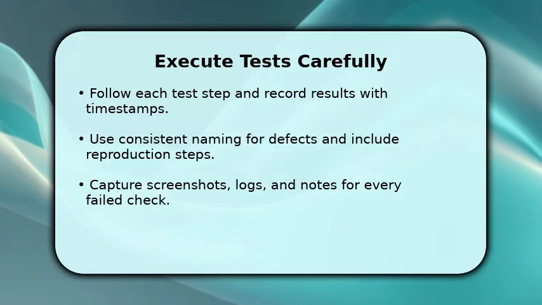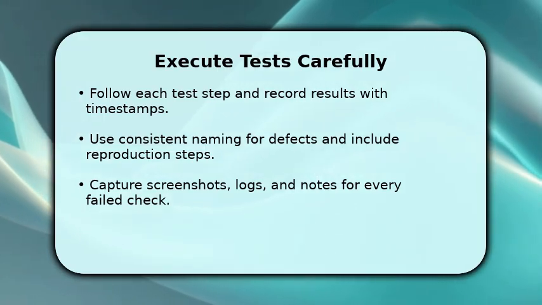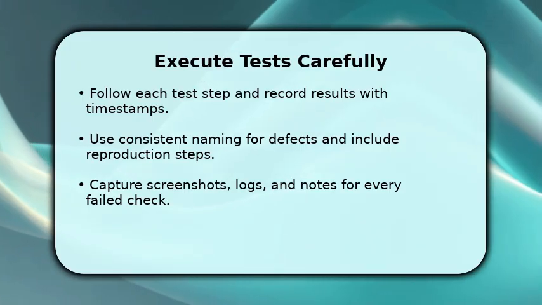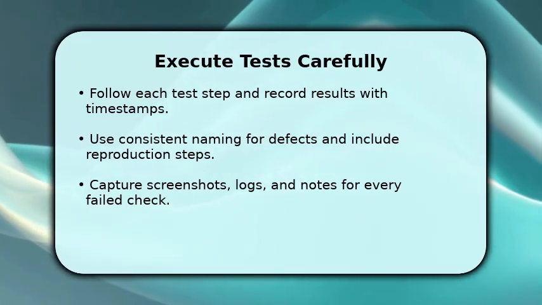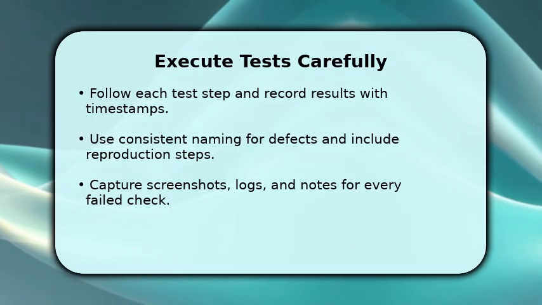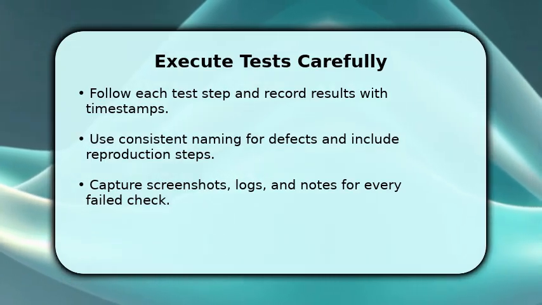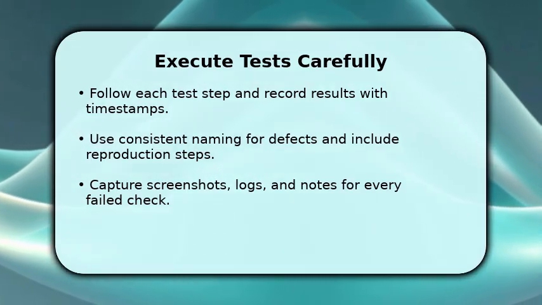If you find a discrepancy, document precise reproduction steps and use the standardized defect naming convention so developers can triage quickly. Make sure to update the test status immediately and move to the next case only after logging all evidence.